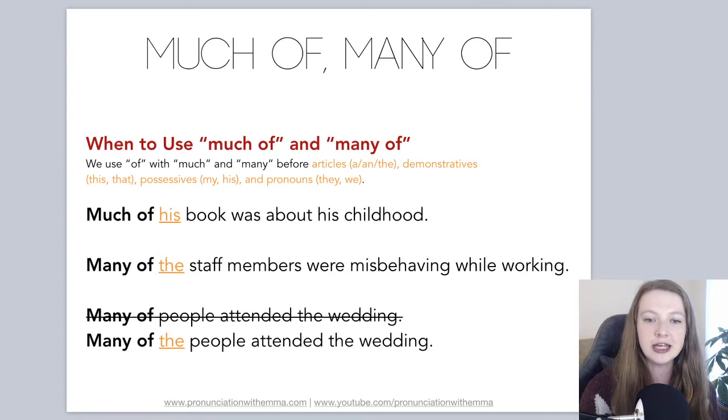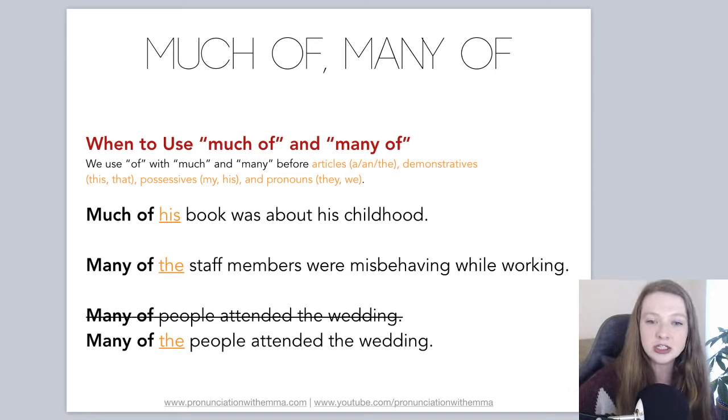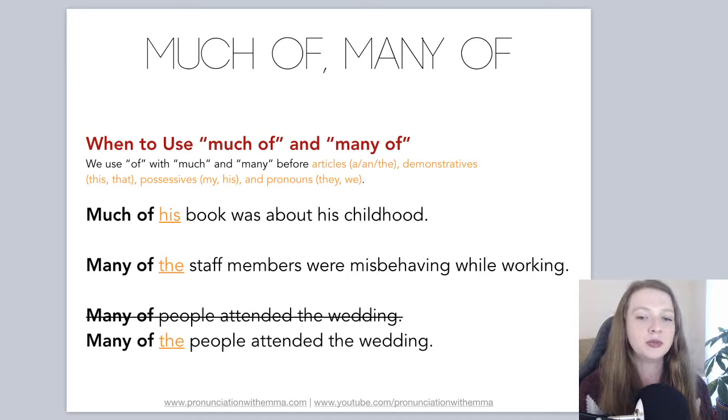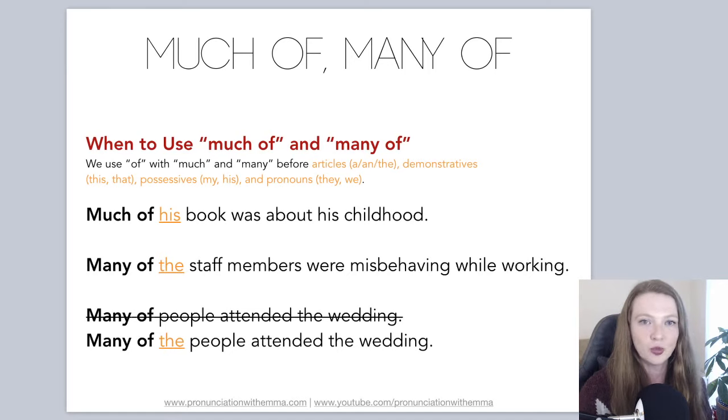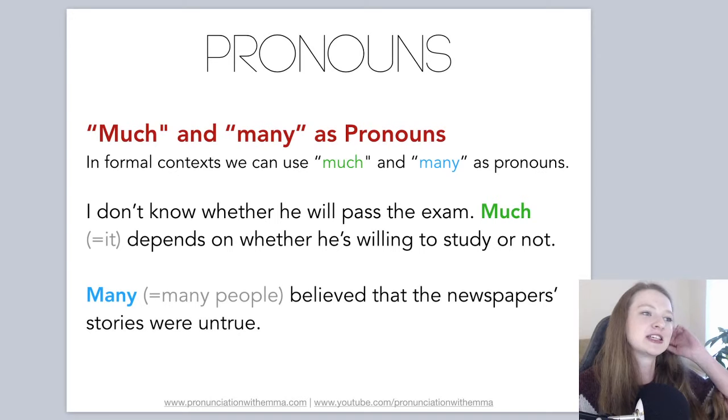So just to reiterate and repeat, if you want to say much of and many of, you need to use an article, a demonstrative, a possessive, or a pronoun. So here, for example, many of people attended the wedding. Nope, doesn't work. We need to have an article or something there. So I could say many of the people and add the. Many of the people attended the wedding, and that makes it fine because now we're using an article. Make sense? How are we doing in the chat? People aren't looking too confused and they're just saying hello still.